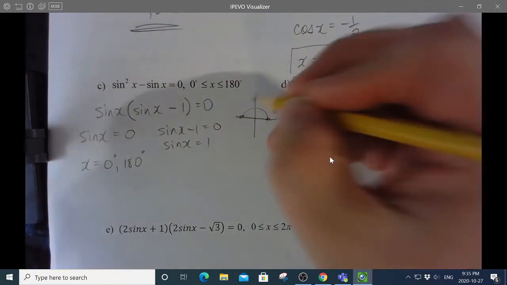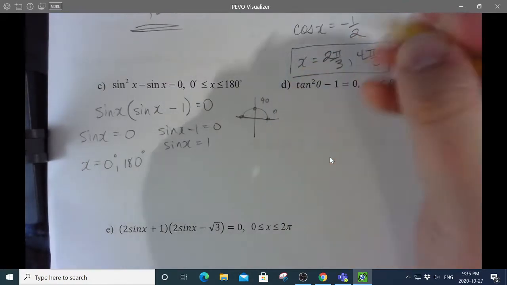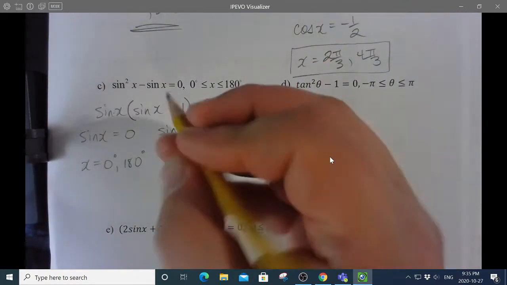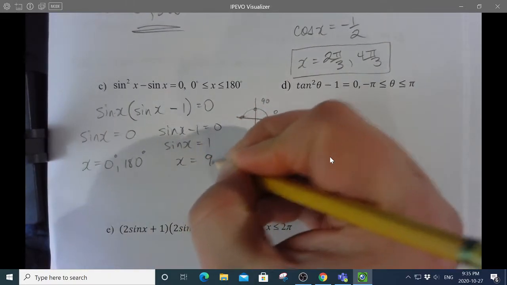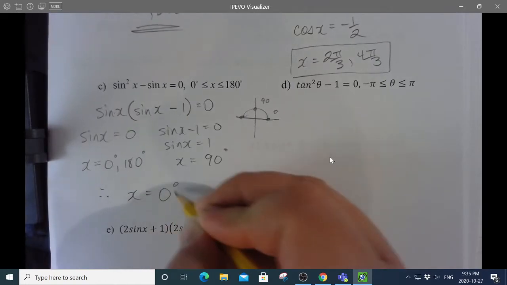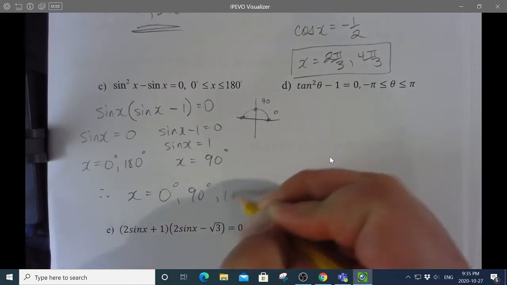Okay, whereas sine is 1? Sine is 1 here at 90 degrees. And again, I'm supposed to stop when I hit 180. So that's the only other answer. So that x is equal to 90 degrees. So therefore, I can put them all together. X is 0 degrees, 90 degrees, and 180 degrees.